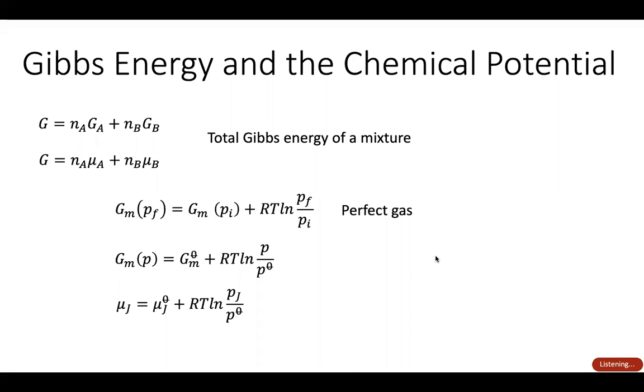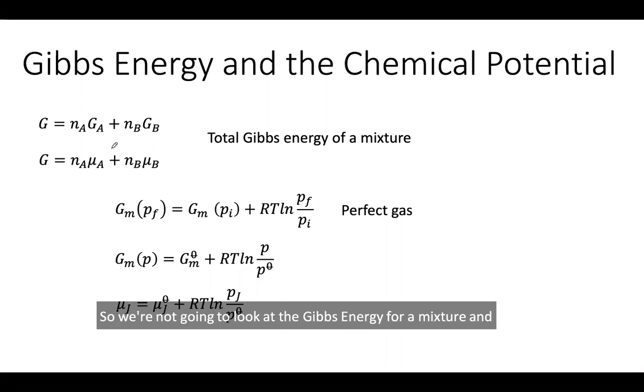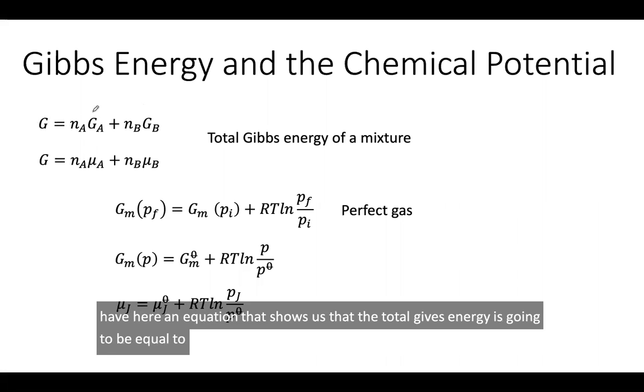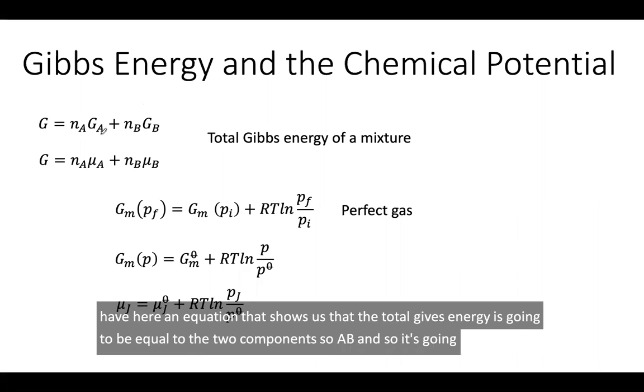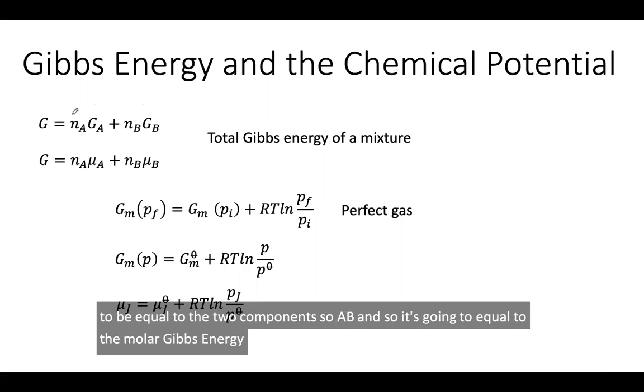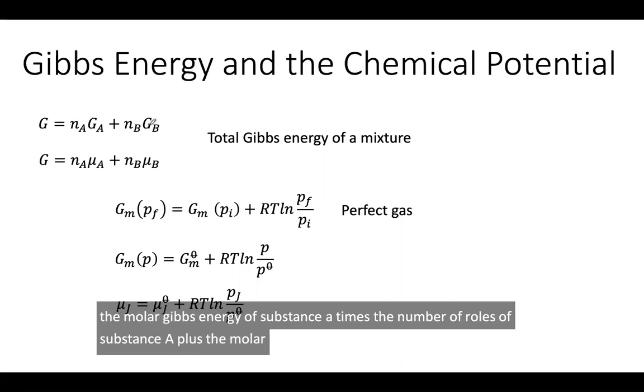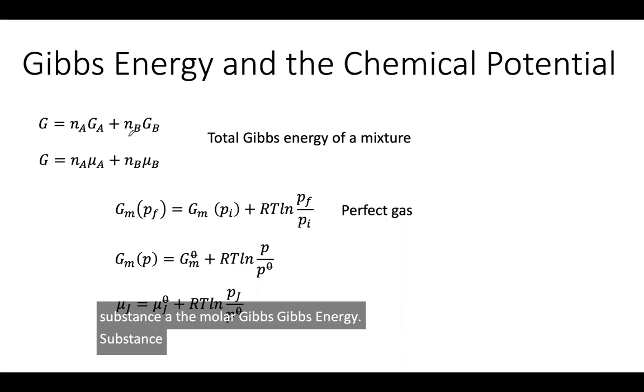So we're now going to look at the Gibbs energy for a mixture. And so we have here an equation that shows us that the total Gibbs energy is going to be equal to, we have two components, A and B, the molar Gibbs energy of substance A times the number of moles of substance A plus the molar Gibbs energy of substance B times the number of moles of substance B.